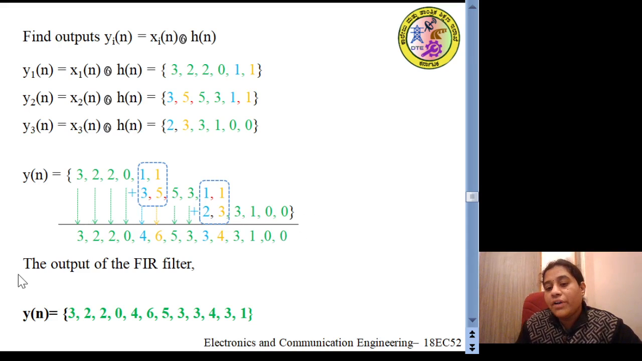Okay. So the final output or the linear filtering of the given FIR filter is y of n is equal to 3, 2, 2, 0, 4, 6, 5, 3, 3, 4, 3 and 1. Here we are not considering these zeros. As they are zeros, they are generated because of the zeros we appended in the incoming samples or input blocks, so we can neglect these values. So this is the output of the given FIR filter.